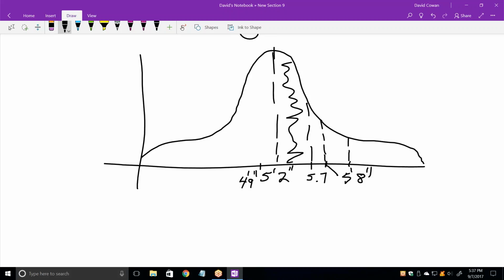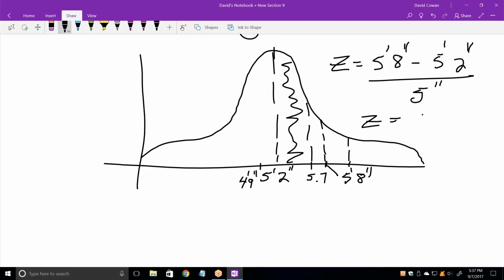Yeah. Okay, well let's take this as an example. So the z-score for this is going to be 5 foot 8 inches minus the mean 5 foot 2 inches and divide by the standard deviation, which is 5 inches. So what's that z-score? 1.2? Yeah. Okay. Now, do you have a table A anywhere that has z-scores in it? No, I don't, because we don't have a textbook.